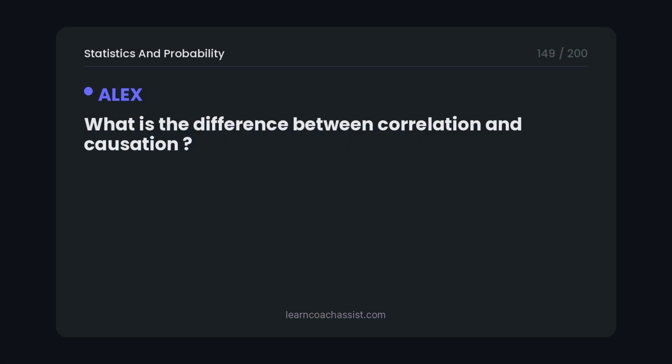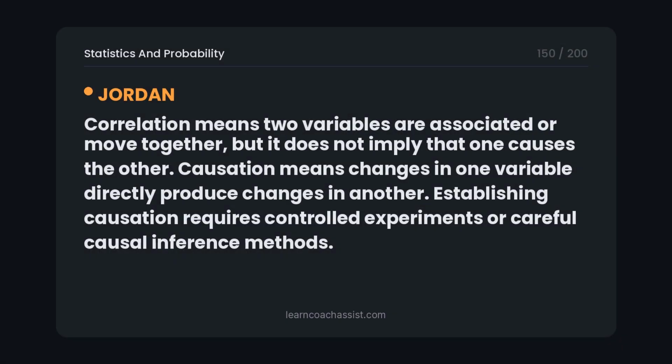What is the difference between correlation and causation? Correlation means two variables are associated or move together, but it does not imply that one causes the other. Causation means changes in one variable directly produce changes in another. Establishing causation requires controlled experiments or careful causal inference methods.